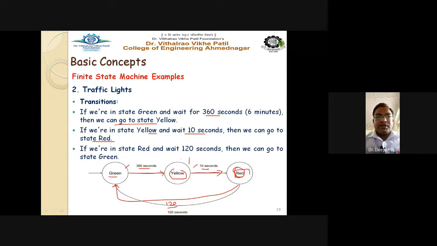So this is the way how we draw the finite state machine. Any real world example can be modeled with the help of the finite state machine. Say for example, I have some system. It consists of state number 1. Then after applying some input, it goes to state number 2. Then after applying some input, it goes to state number 3. And after applying some input, it goes to the final state.